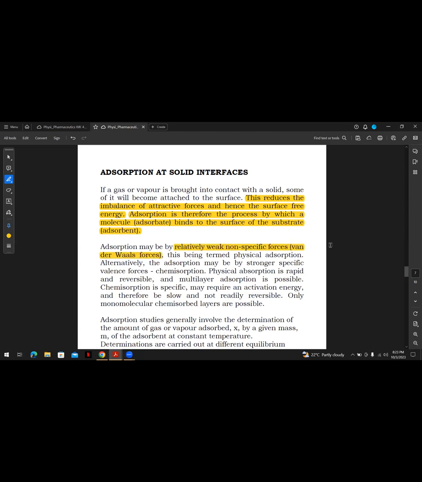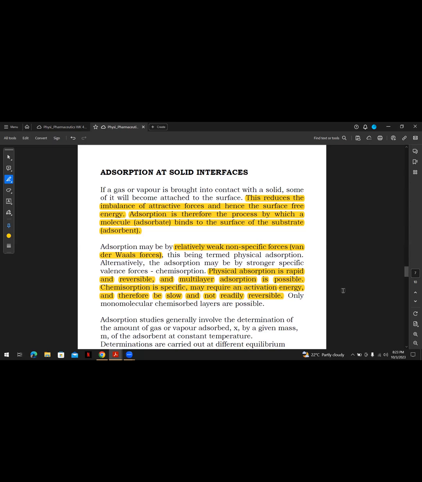Adsorption may involve relatively weak, non-specific forces, which are van der Waals forces, termed physical adsorption. Alternatively, it could involve stronger, specific valence forces called chemisorption. Physical adsorption is rapid and reversible, and multi-layer adsorption is possible. Chemisorption, which we've said involves the stronger specific valence forces, is specific, requires activation energy, and therefore may be slow and not readily reversible.